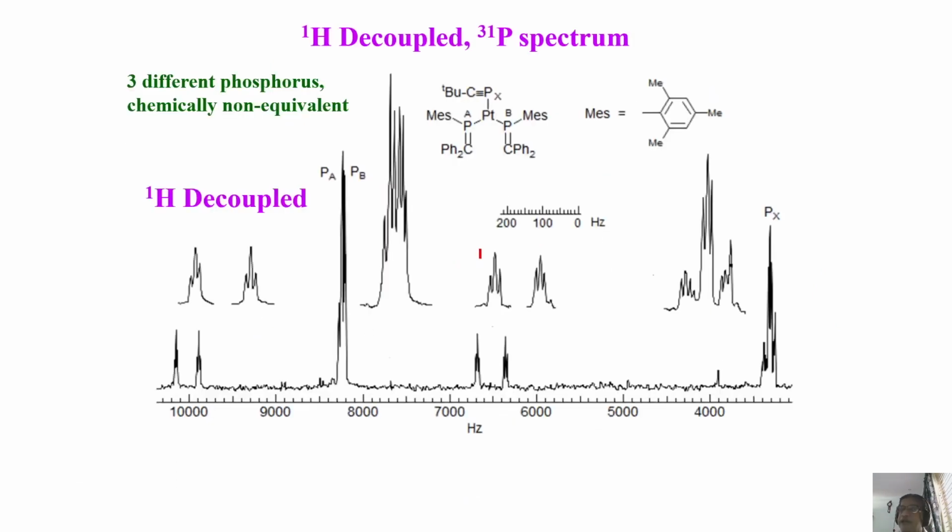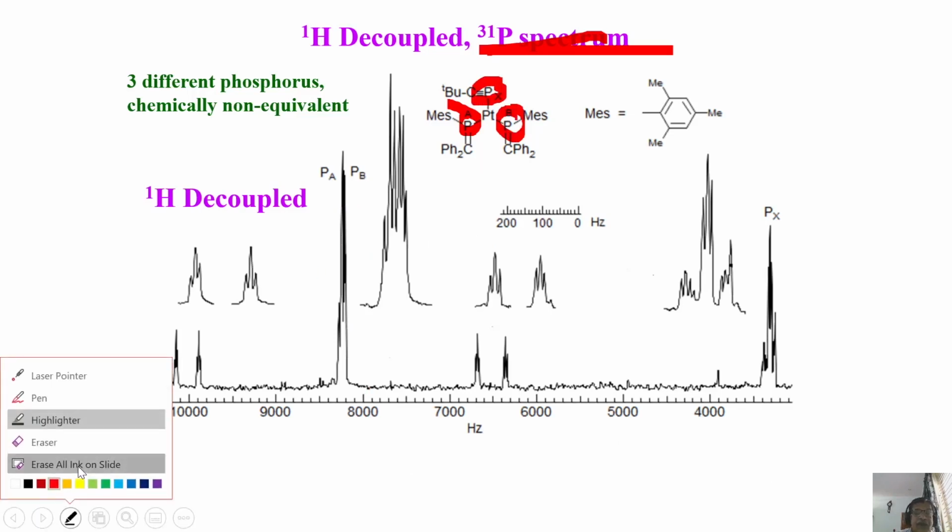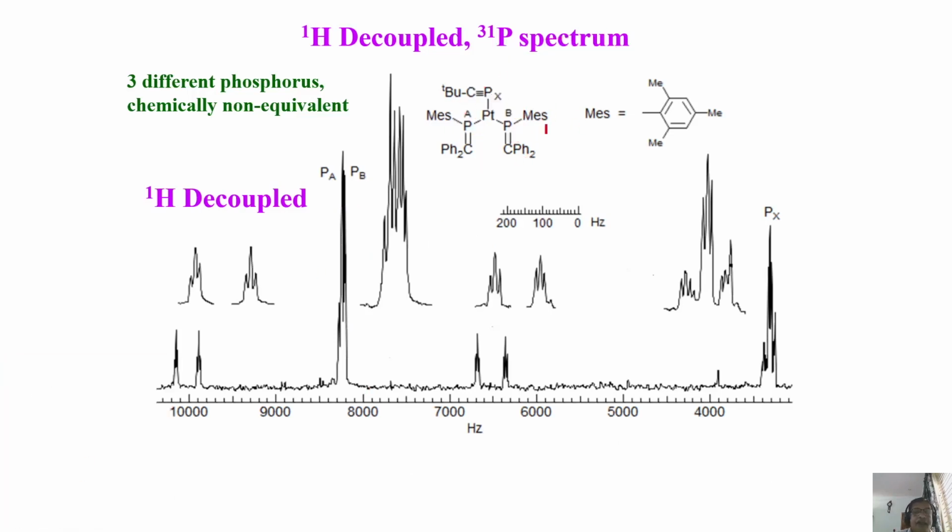Now look at the phosphorus spectrum of another molecule, which is a proton decoupled 31P spectrum. How many phosphorus are there? If you are looking at the phosphorus spectrum, this is one phosphorus, this is another phosphorus, and this is another, so 3 phosphorus are there. All 3 phosphorus are chemically inequivalent because if you look at the structure of the molecule, there is no symmetry. So there must be 3 phosphorus peaks we get.